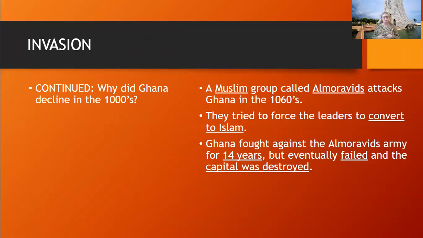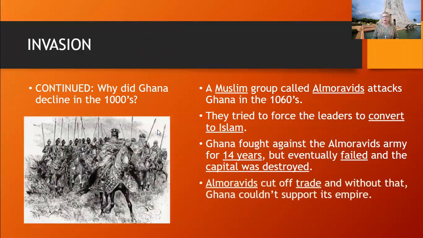So just like we've talked about several times before, like with Rome and Constantinople, if your capital falls, your empire is going to fall because it is weakened from basically the inside out. The Almoravids cut off trade, and without that, Ghana could not support its empire. So they basically cut off their financial support.